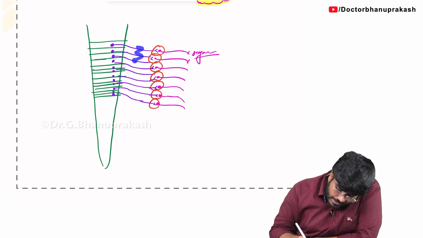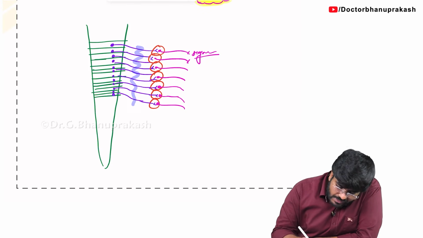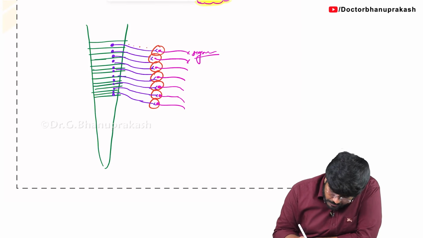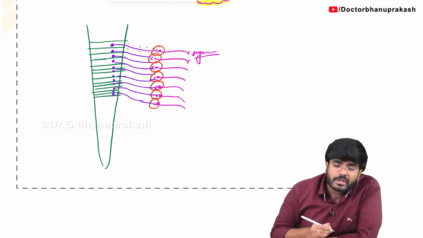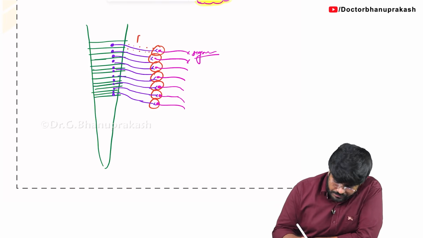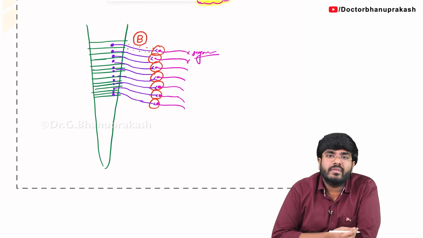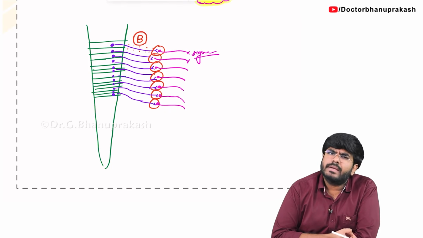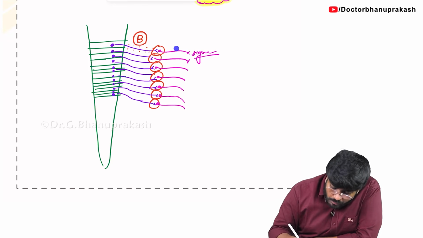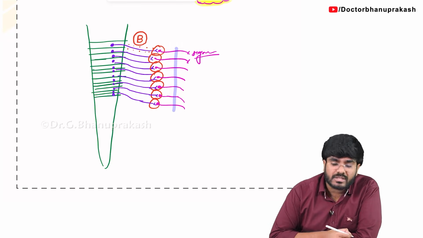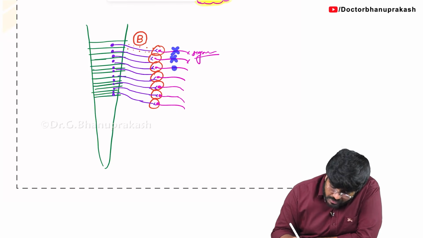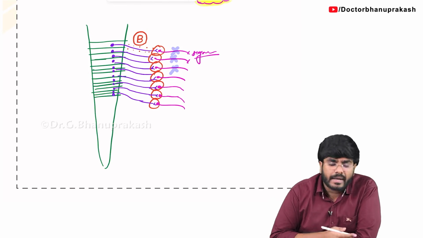These preganglionic sympathetic fibers have little myelination around them. As they have little myelination, they are classified as B type of neurons. I have told you, if a neuron has little myelination, it is called a B fiber. And what about the postganglionic sympathetic fibers? They don't have any myelination. They are unmyelinated fibers.